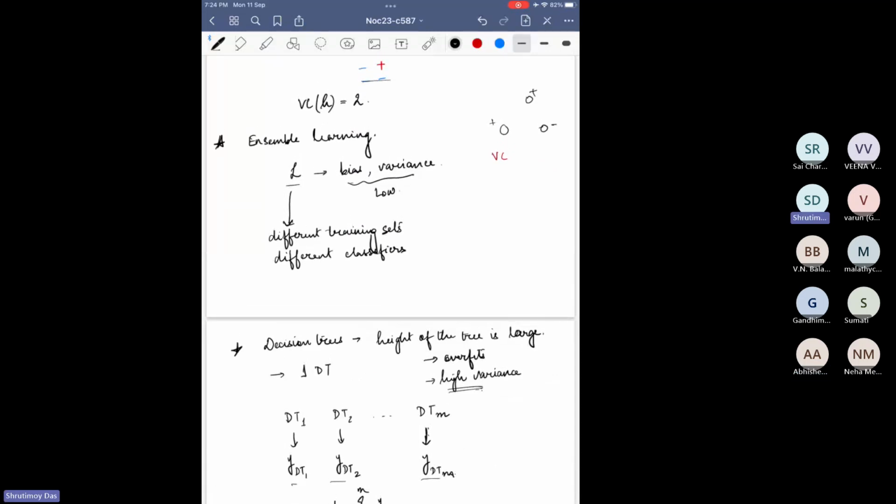Generally, in the learning algorithms that we have seen till now, we have some data, we pass it through a model, and then we get the output. But our overall aim remains to reduce the bias and reduce the variance. So in ensemble learning, we learn different models, and then we combine the outputs of these models.